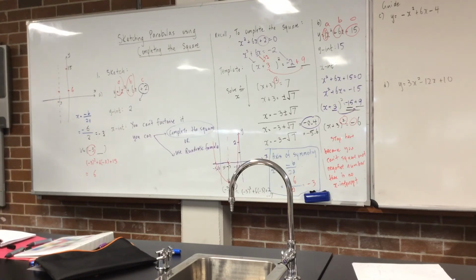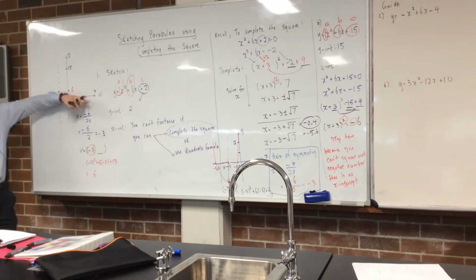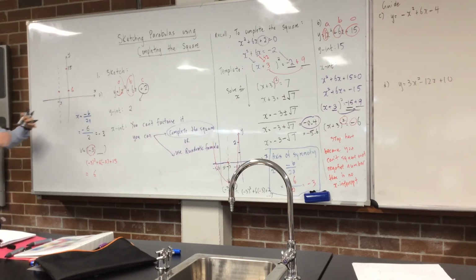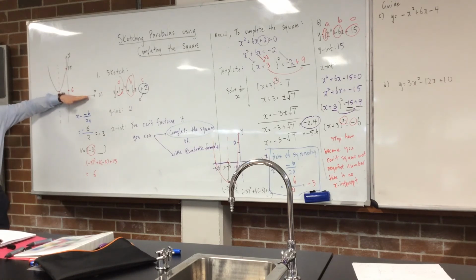What do you think the graph is going to look like? Provided that it has no x-intercept, it means it won't touch the x-axis at all. It would just be a parabola up in the air, like this. Does that make sense? Yes. So this can be a bit tricky if there is no x-intercept. The graph does not touch the x-axis.